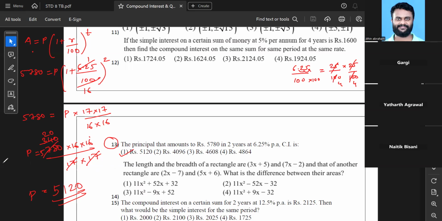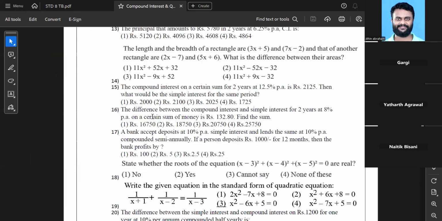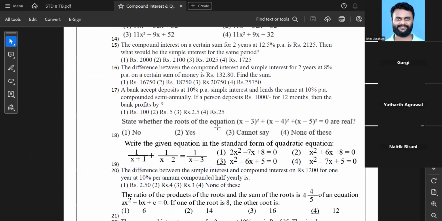Okay. Proceeding further. The compound interest on a certain sum for 2 years at 12.5% per annum is 2125. Then what would be the simple interest for the same period? We have solved a similar problem, so it's the same logic.